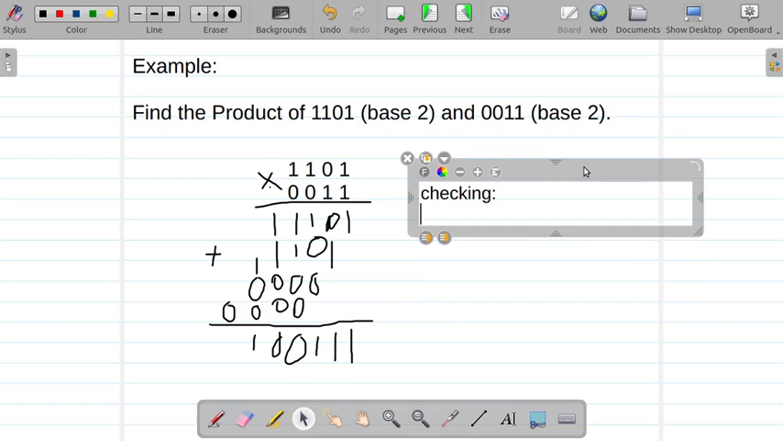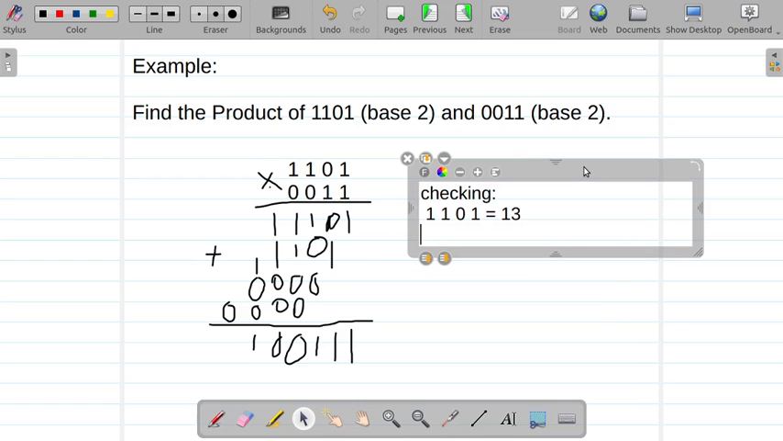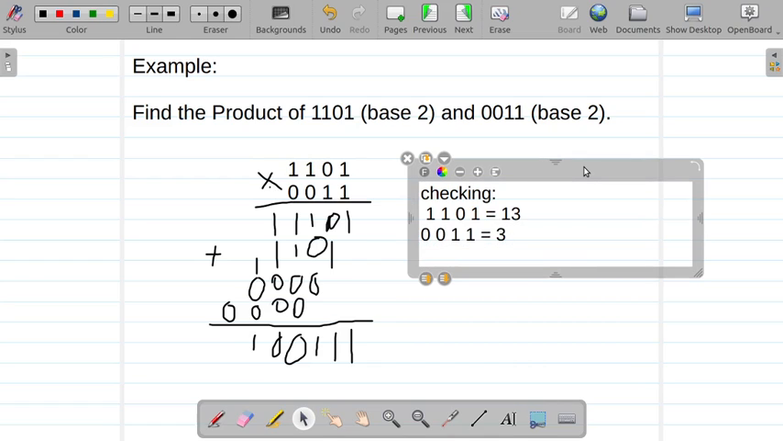Checking. So, kabalo na ta nga 1101 is 13. 0011 is 3. So, 13 times 3 sa binary is equals to 39.